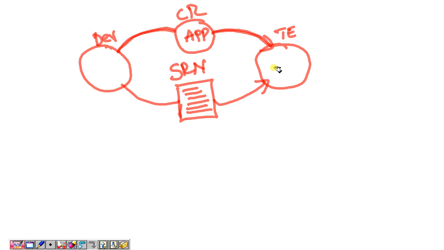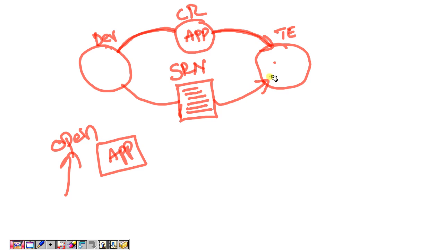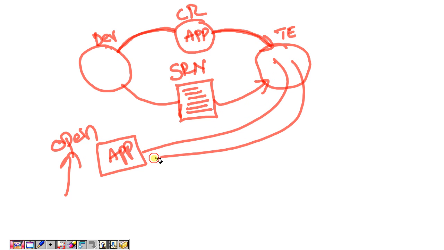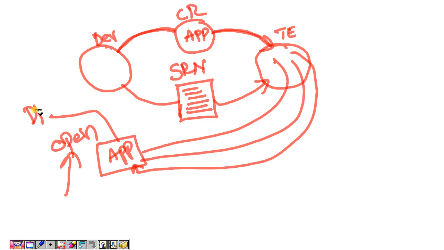Using this information, the test engineer starts testing the application, meaning the test engineer can open this application. Whenever they open this application with the help of the software release note, they execute test cases one by one on the application. Whenever they execute, in order to find the defects, all the defects are mentioned in the defect profile document.